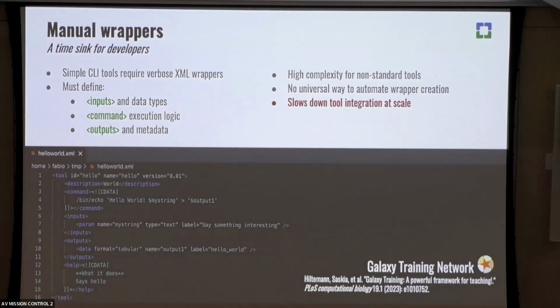Manual wrapping is highly flexible, but it comes at a cost. Each tool has to be wrapped in an XML file which describes the inputs, the outputs, and the execution logic. Complex tools have interdependent options, making manual work very prone to errors. And again, in the case of a very large suite of tools, this quickly becomes a bottleneck.